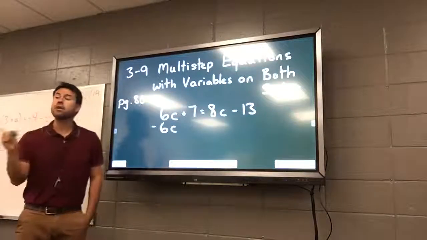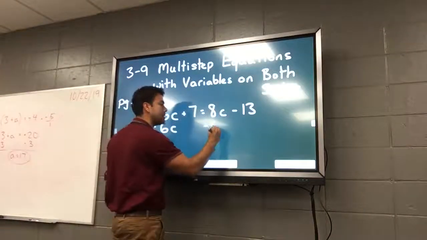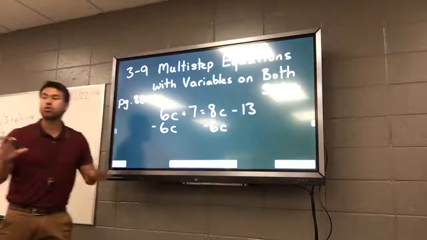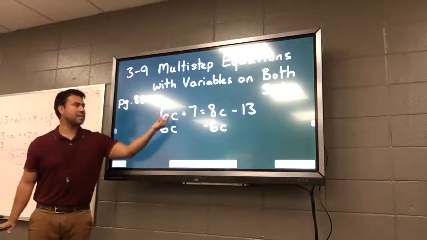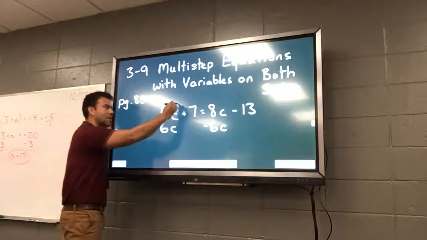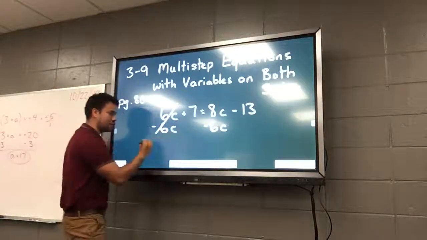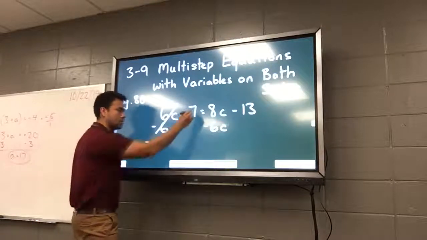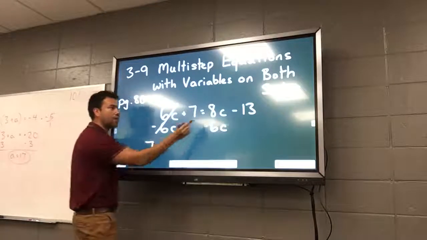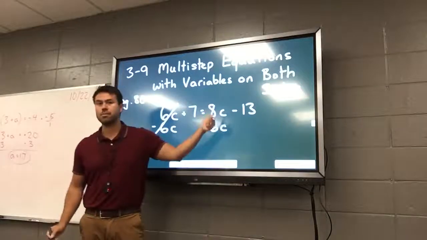But what I do to one side, I got to do to the other. So I'm going to subtract 6c from the right side. Now notice that I lined it up right here, negative 6c minus 6c. And what happens to those, by the way? They cancel out. And I'm going to be left with this equation. 7 equals, right? So 7's on the left. And then I put the 6c under the 8c.